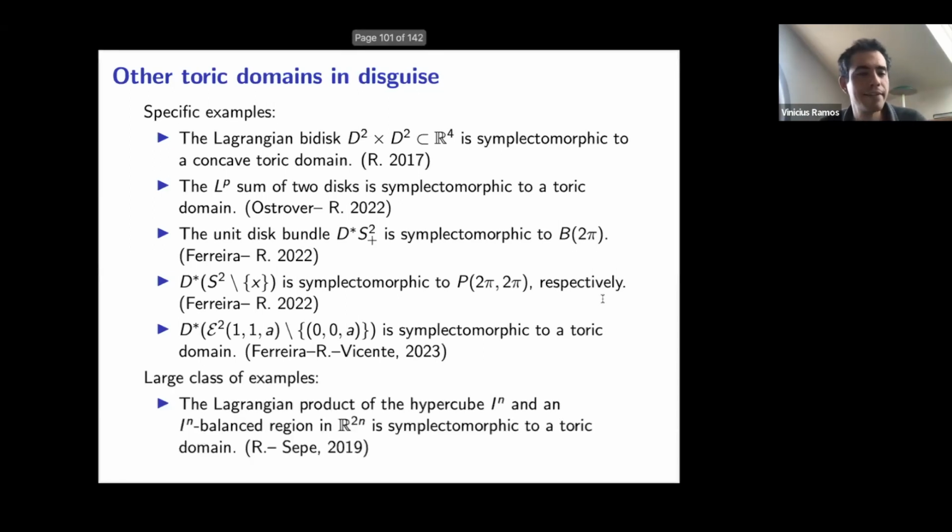And finally, the last example that I want to mention is that before, with Sepe, we did something similar, but instead of looking at the simplex, we looked at the hypercube, and this is a lot simpler. This is a lot easier. So we proved that the Lagrangian product of the hypercube and a balanced region in Rn, but the balancing condition is different, is also a toric domain. Okay, so that's the older story.